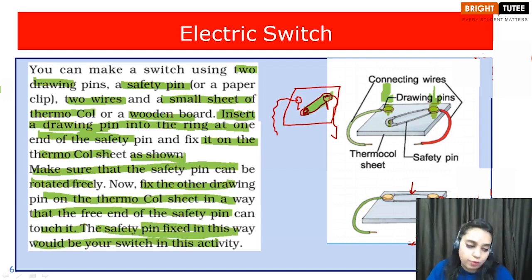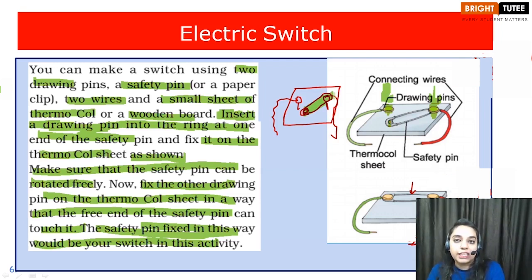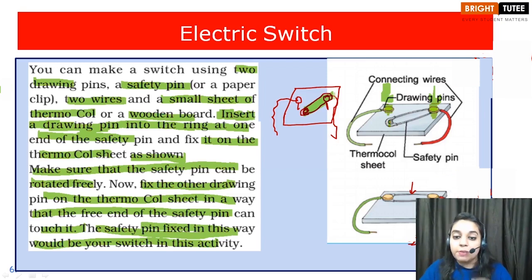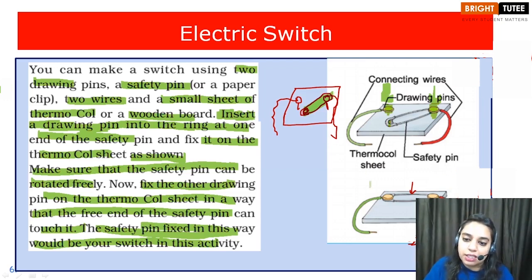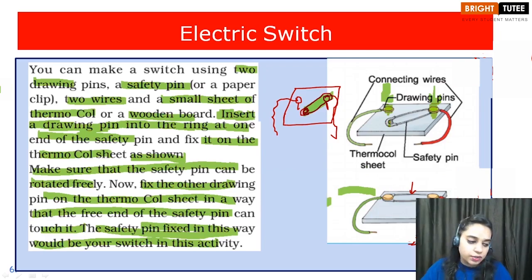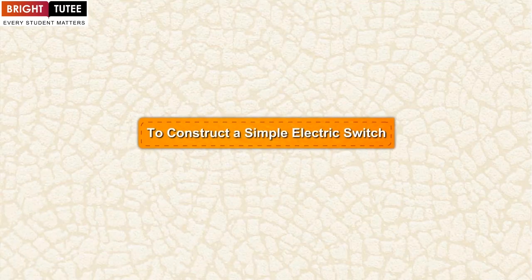Why, children? We have already discussed, because once it is connected to only one pin, in that case the switch will be off because the circuit is incomplete. And when we connect the other end or the other ring of this safety pin to the second drawing pin, in that case the circuit will be complete and the current can flow easily, and we will say in this case the switch is in on position. Right children? To construct a simple electric switch.